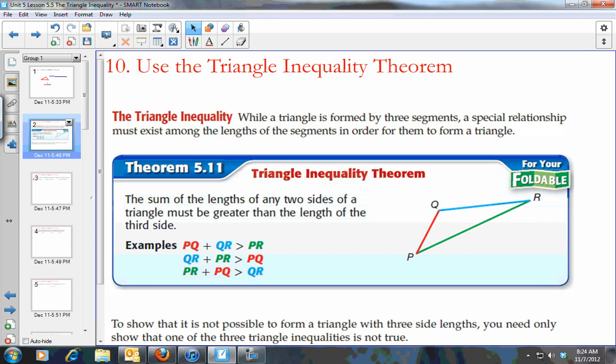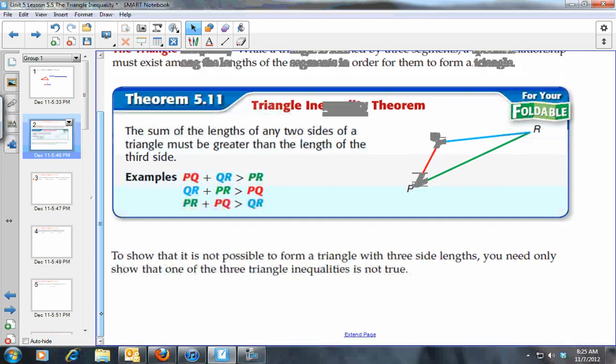It says the sum of the lengths of any two sides of a triangle must be greater than the length of the third side. Not equal to the length of the third side, greater than the length of the third side. Now, as a practical matter, what you do to check this is you add the two shortest sides together and make sure it's greater than the length of the longest side. Because as long as that works, then any combination of two is going to be greater than the third.